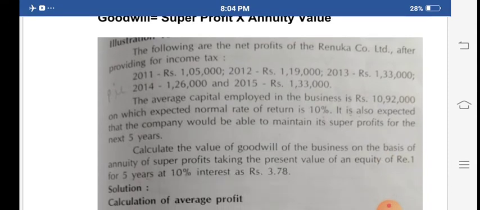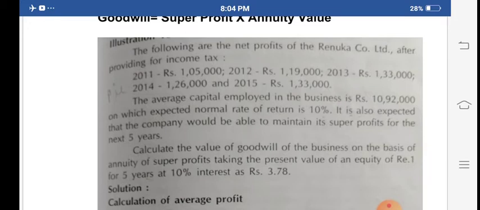The following are the net profits of Renuka Company Limited after providing for income tax. Focus on this sentence: for 2011 it is 1,05,000, for 2012 it is 1,19,000, for 2013 it is 1,33,000, for 2014 it is 1,26,000, and for 2015 it is 1,33,000.